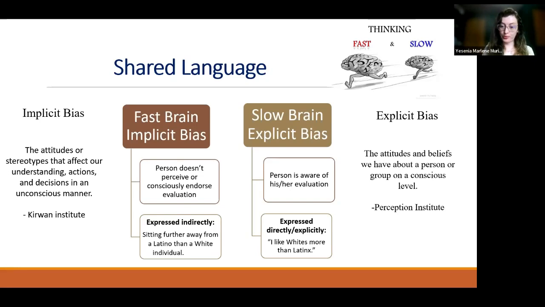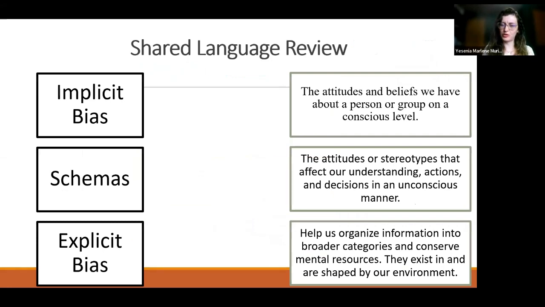Now, I hope you have enough information to do a quick knowledge check. We just talked about all of these terms, and I want to make sure that you walk away with increased understanding. So let's start on the right column. The first term, and I think the poll is still not working, so I'm just going to continue, Tedra. The attitudes and beliefs we have about a person or group on a conscious level. What is this? Please drop in the chat if this is implicit bias, schemas, or explicit bias.